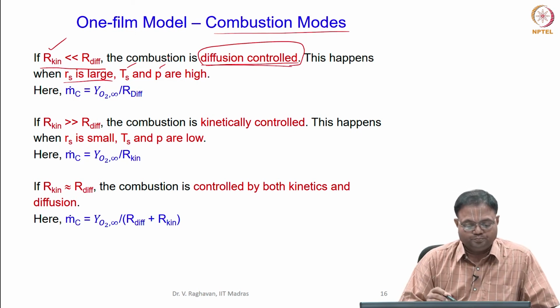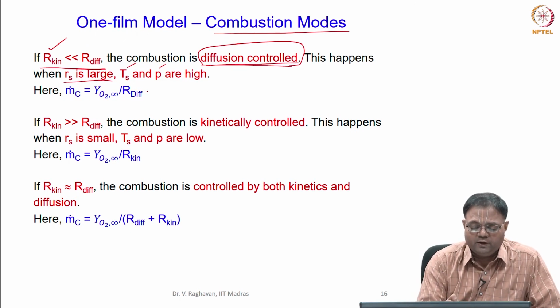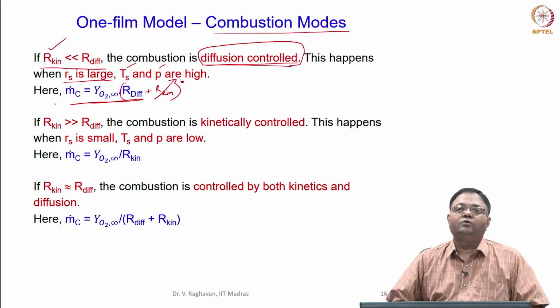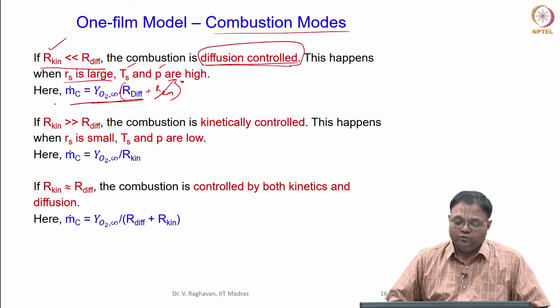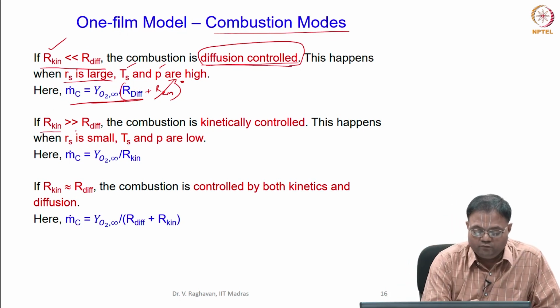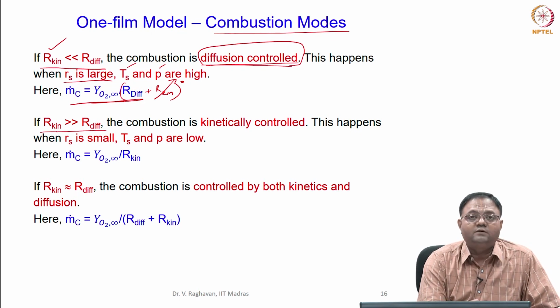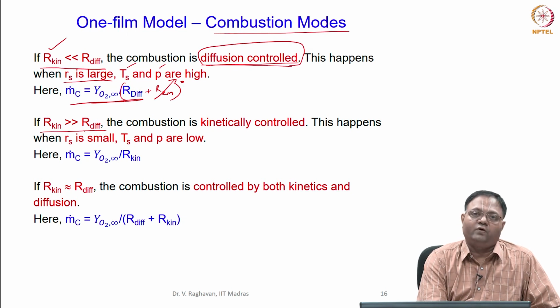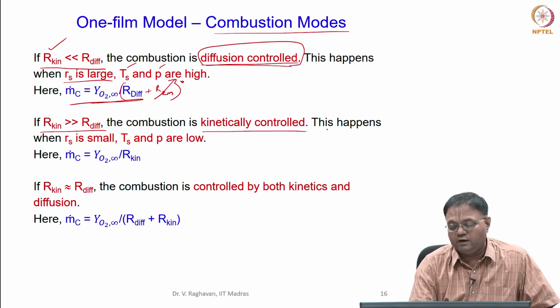In that case, the resistance due to kinetics is neglected, and you can write this without involving the resistance due to kinetics. The other extreme case is when the kinetic resistance is much higher than the diffusion resistance, then obviously the diffusion is faster here. So the process is kinetically controlled.